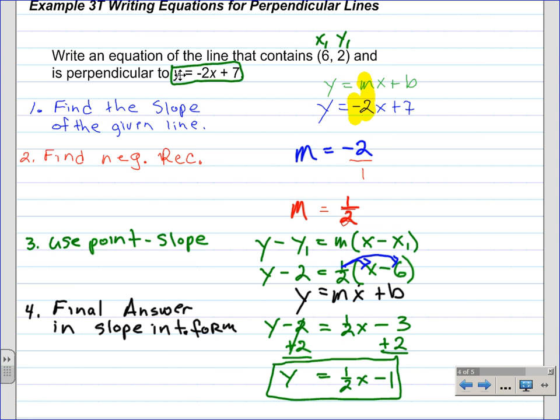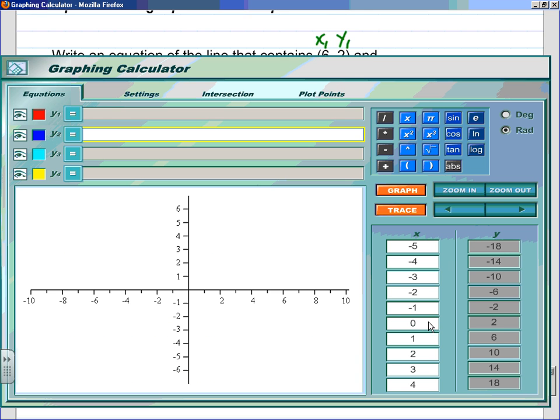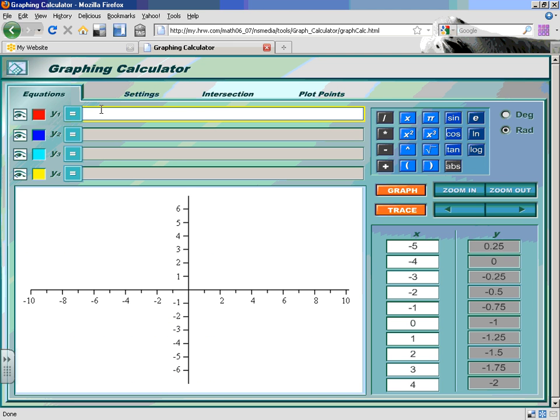Now the given equation is y is equal to negative 2x plus 7. I'm going to enter that in the red graph. So I'm going to enter, actually it's negative 2, so I need to put that in as a negative: negative 2 times x plus 7. And you can graph that right now if you want. You can see there's that line right there.